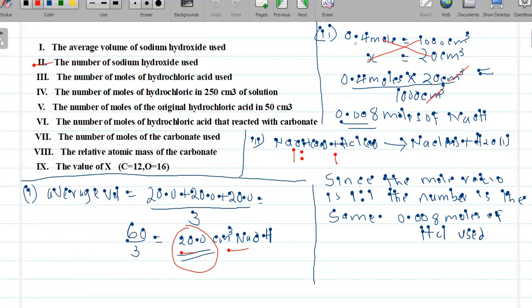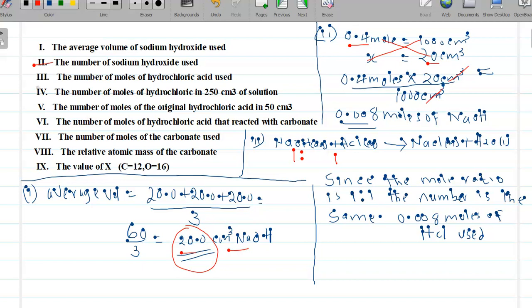Then 0.4 moles per 1000 cm³ is equal to how much in 20 cm³? You cross multiply. When you multiply 20 times 0.4, then you divide by 1000, this is what you get: 0.008 moles of sodium hydroxide.